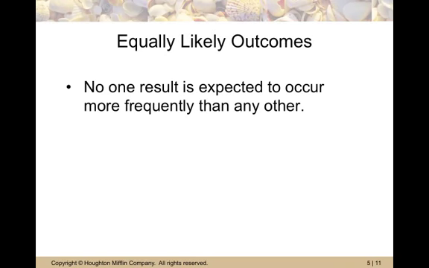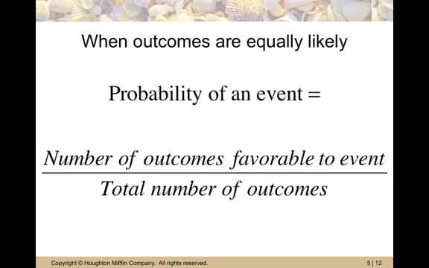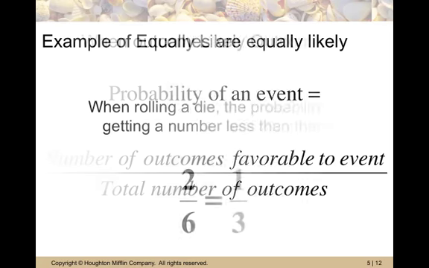Sometimes we can use equally likely outcomes, and this happens when no one result is expected to occur more frequently than another. This doesn't happen all the time. You have to have some knowledge about a specific scenario to be able to state that. If that's the case, when individual outcomes are equally likely, the probability of an event is equal to the number of outcomes favorable to the event divided by the total number of outcomes.